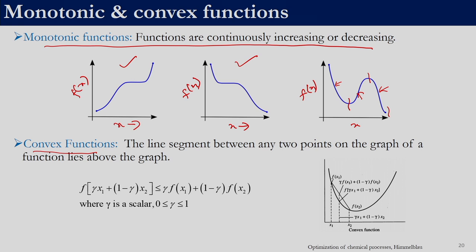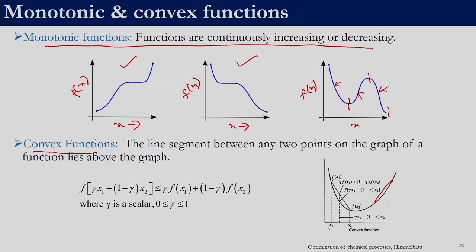So convex functions, most of you would know. For a convex function, if we take any two points, for example this point and this point, and draw a straight line connecting these two points, the line would be above the curve. If that happens, that is known as a convex function. That is the geometrical interpretation of a convex function.